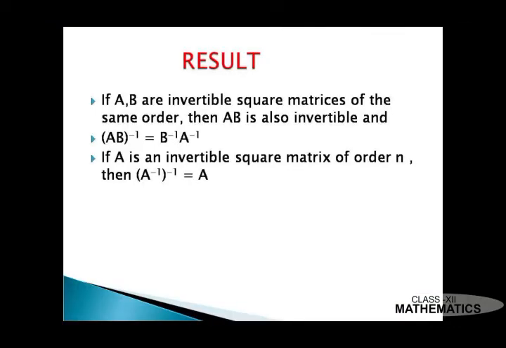The result says that if A and B are invertible square matrices of the same order, then AB is also invertible and (AB) inverse is equal to B inverse A inverse. It's a very important result. That means if A and B are separately invertible, then when you multiply AB, that will also be invertible, and you can give this result as (AB) inverse equals B inverse A inverse. Come to the next result.